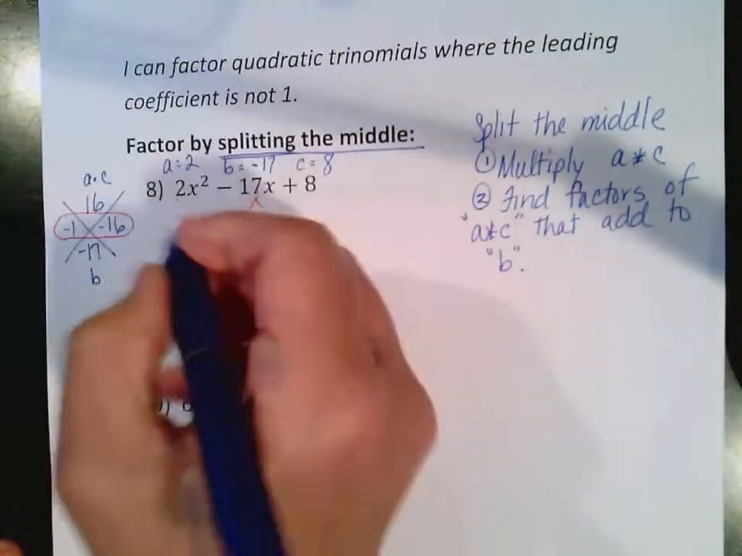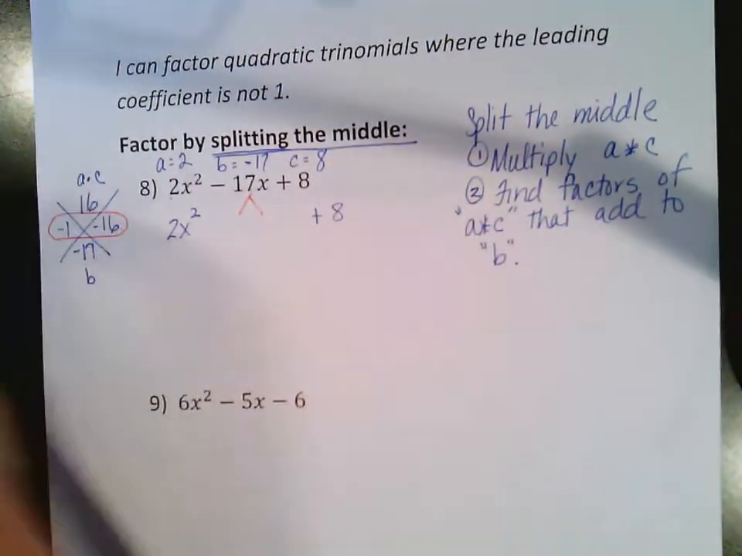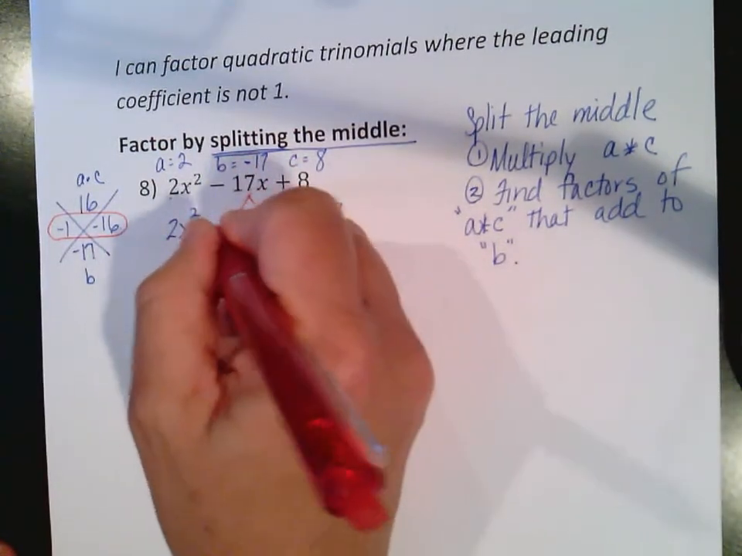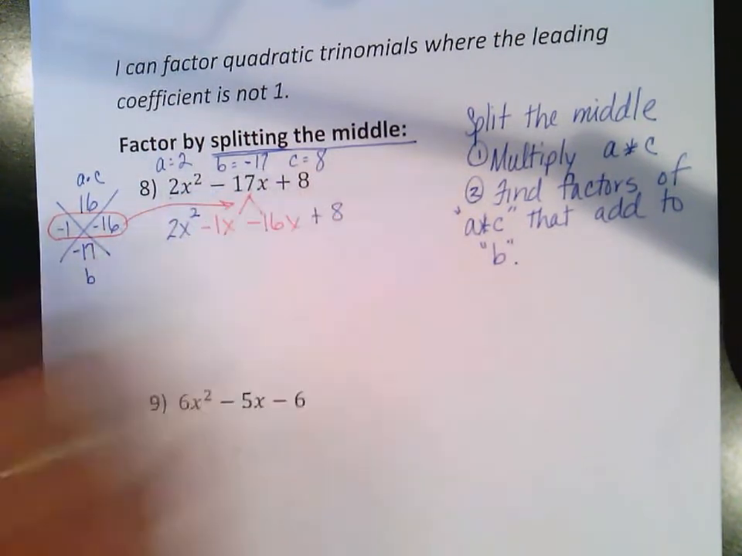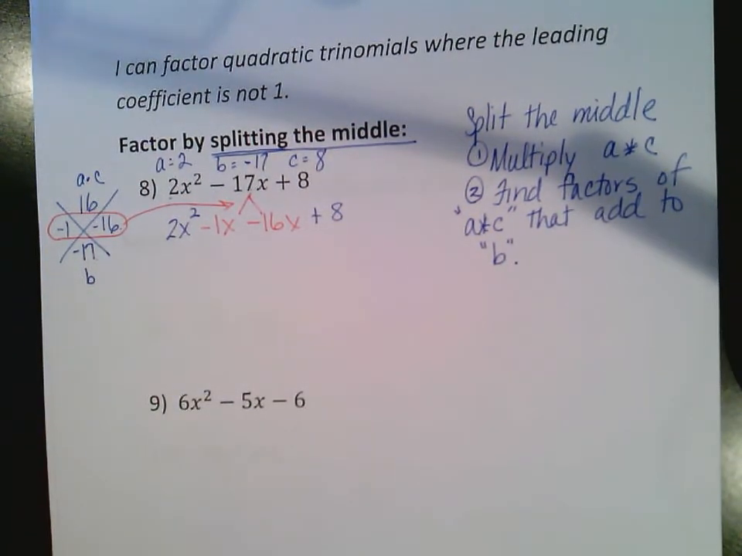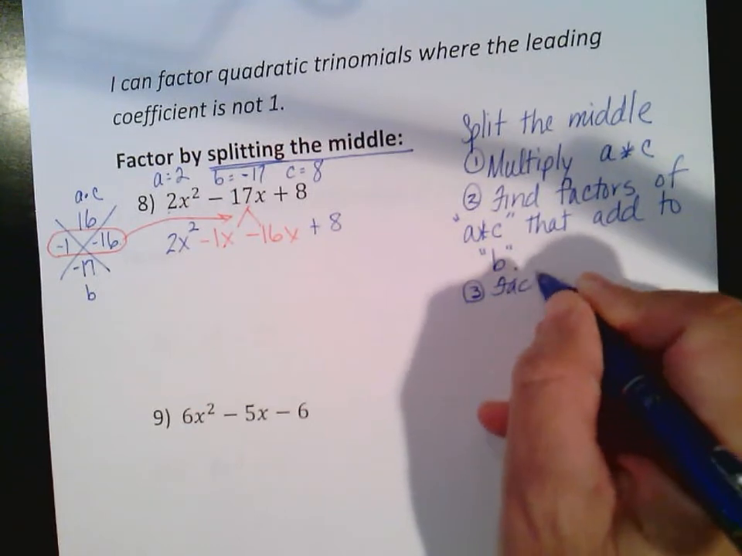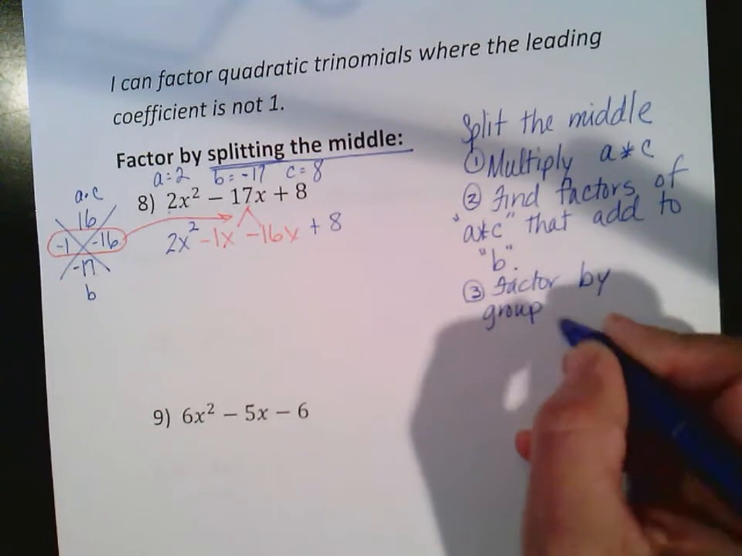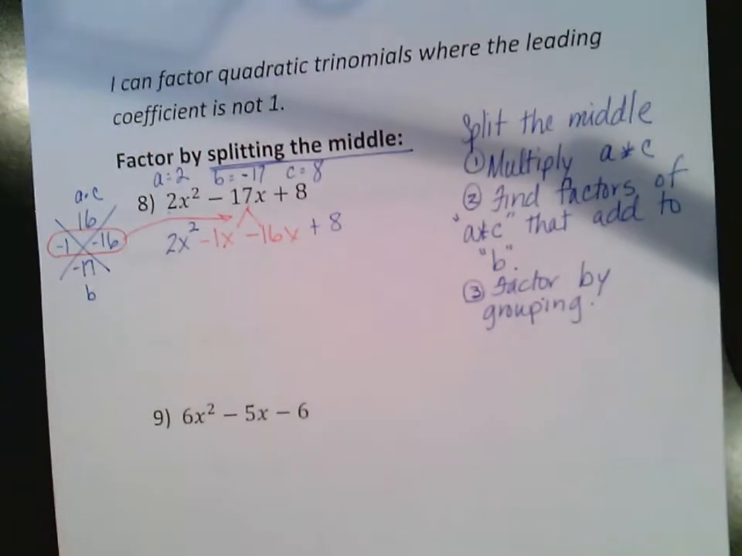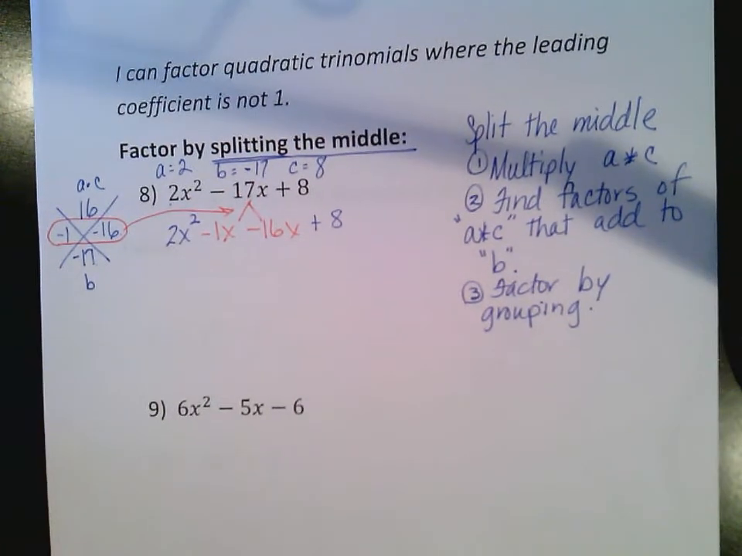So the first term is going to stay the same. The last term is going to stay the same. But this middle term is going to be a minus 1x and a minus 16x. I use these numbers to split that term into two. And the reason we do that is so that then we have 4 terms so we can factor by grouping. You have to split the middle if this first coefficient is anything other than 1.